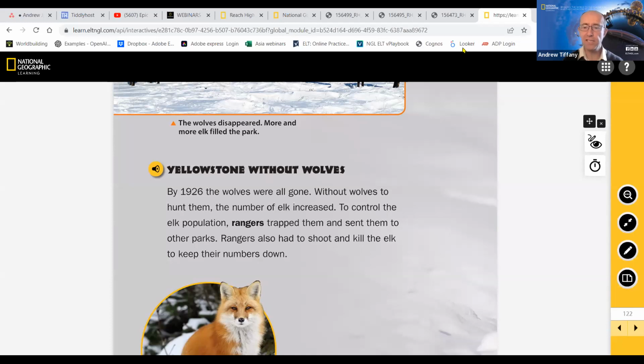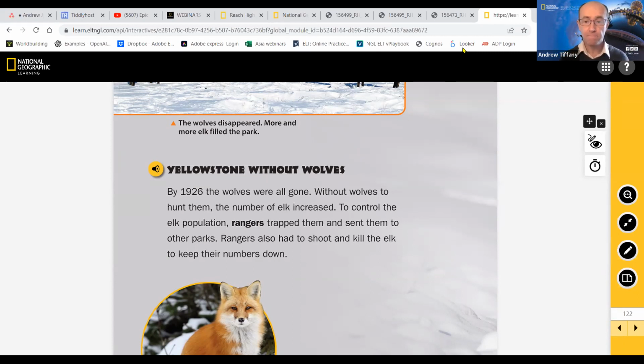Okay, so Holly's saying there's at least two. That's great. Just give me one, Holly. One's enough. The elk increased. Now, is that a cause or an effect? Where do you want to put that? So give me the two pieces, the cause and the effect. What's the cause and what's the effect? Because as Holly says, there are many. Okay, the cause is because the wolves are gone.